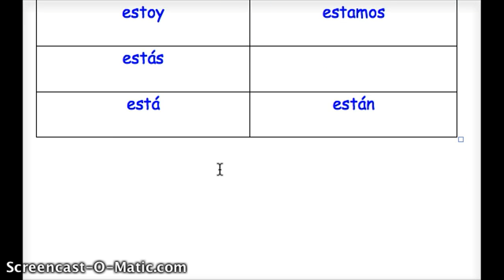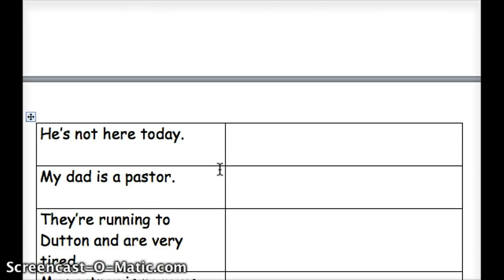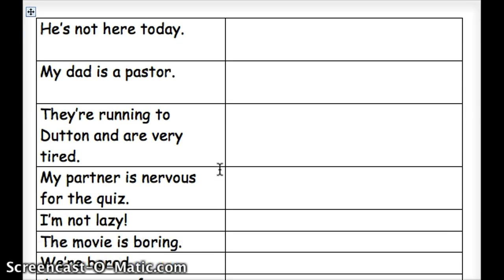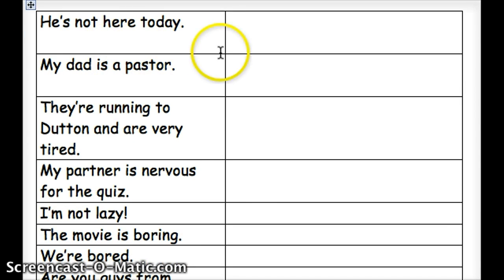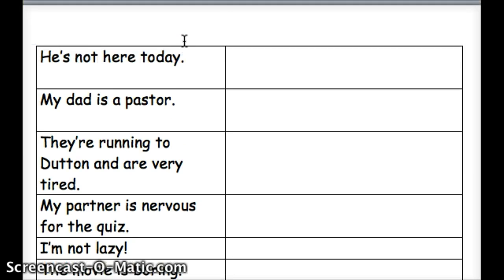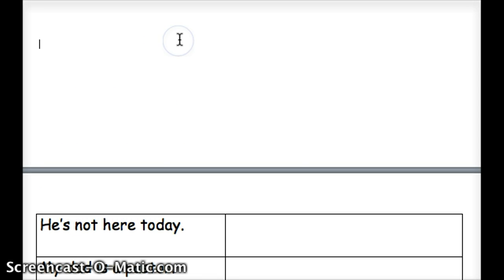All right, let's try some practice. I want you to look at the sentences here and see if you can figure out would you use a form of ser or would you use a form of estar to say "he's not here today." Him not being here today, when we think of the star in the sky picture, and let me go back up here and write this out for you.